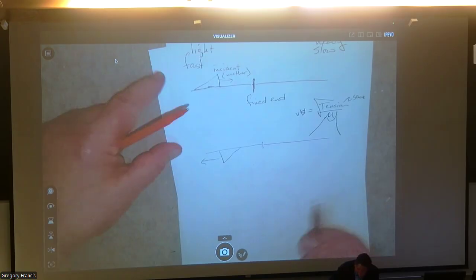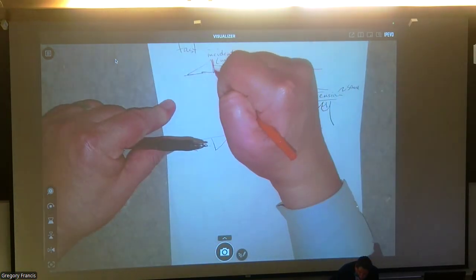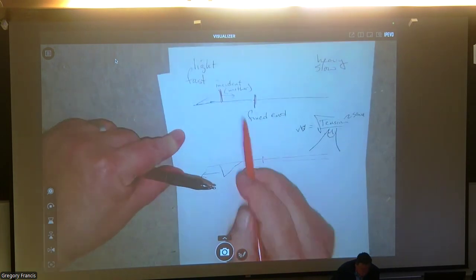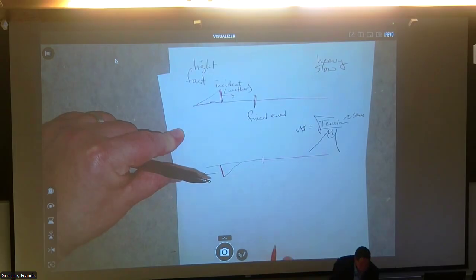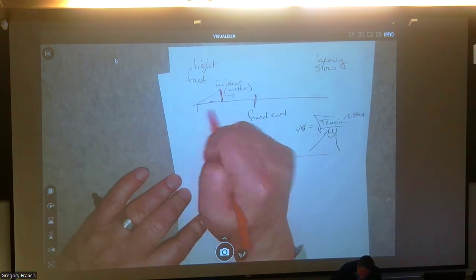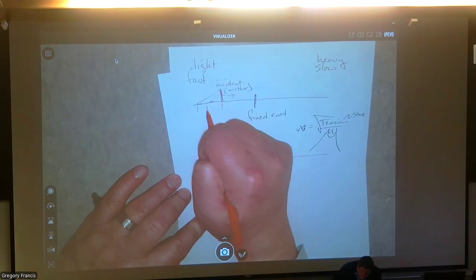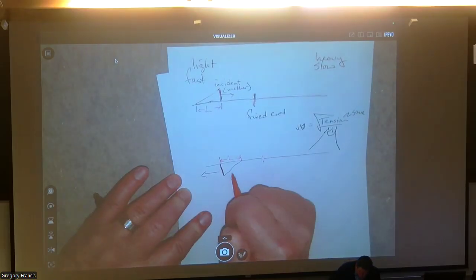And you'll notice that the leading edge, the edge that's leading the charge, is still the leading edge. The other thing you'll notice is that the width of this pulse, the mother pulse, is the same as the width of the reflected pulse.